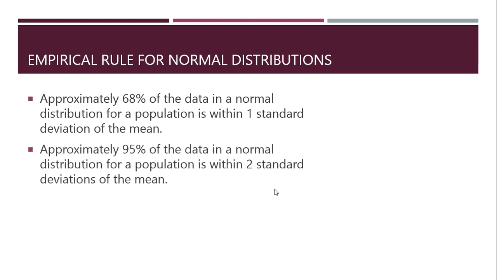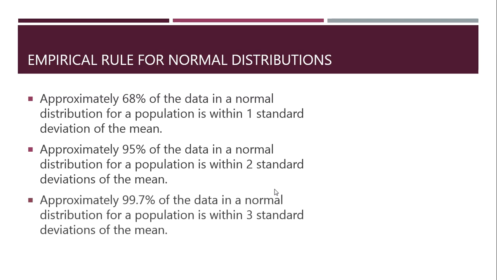It's quite a lot of your information clustered around the mean. About 95% of the data in a normal distribution is within 2 standard deviations of the mean. So 95% of your data is going to be between -2 sigma and +2 sigma. And this one's crazy. 99.7% of the data in a normal distribution is within 3 standard deviations of the mean.